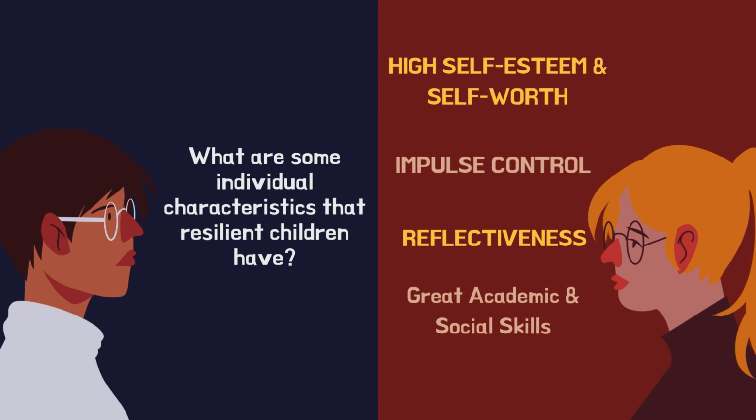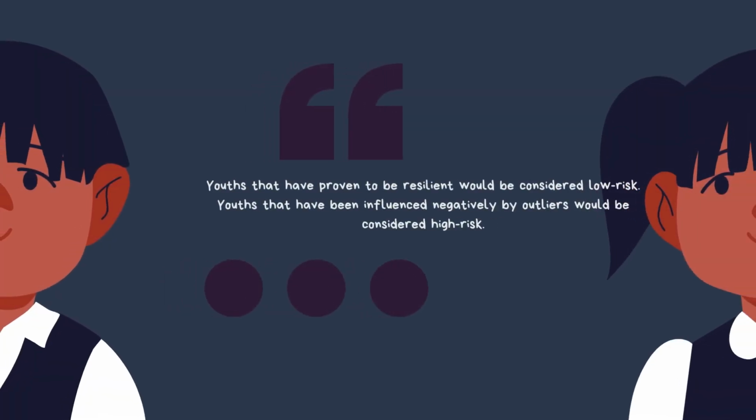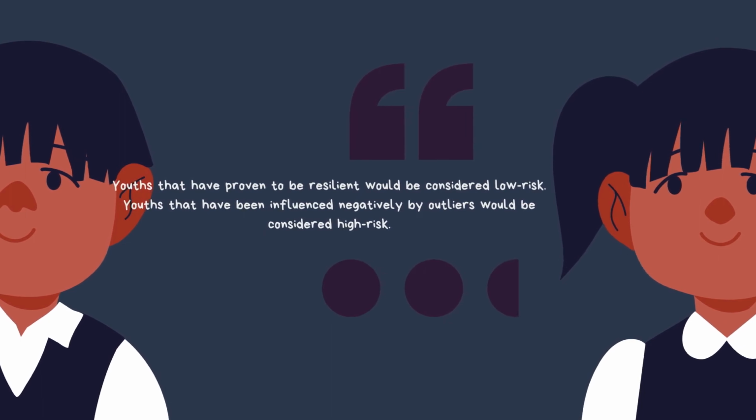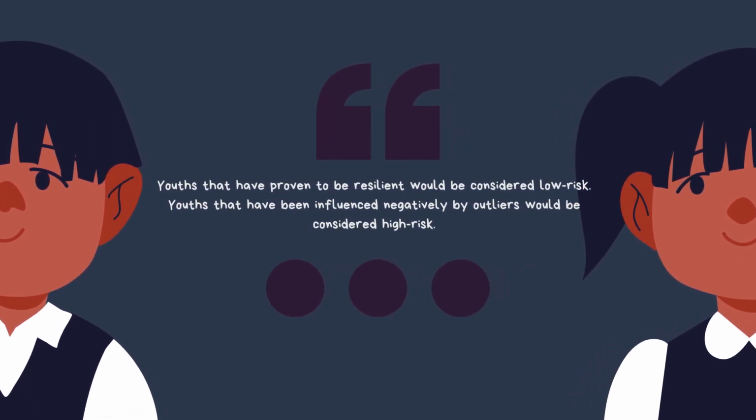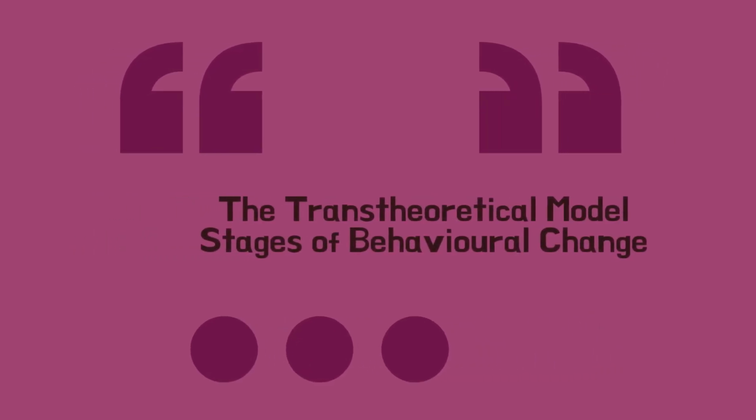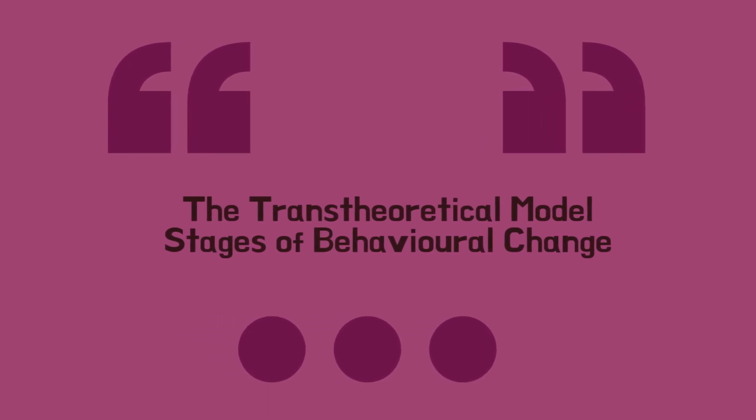Great academic and social skills. That is pretty self explanatory, but it means being able to communicate issues and problems to other people, and being open about how they feel. Great academics, of course, means that they excel in the classroom as well. Youth that have proven to be resilient would be considered low risk, as I talked about earlier. And youth that have been influenced negatively by outliers like delinquency and peer pressure would be considered high risk. So let's get into the stages of behavioral change, also known as the trans-theoretical model.